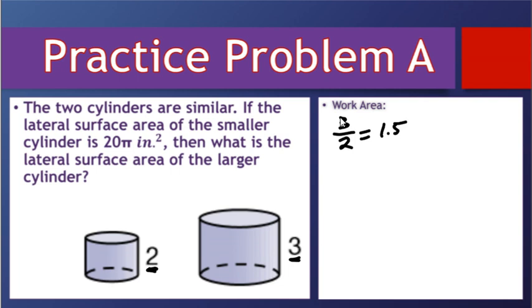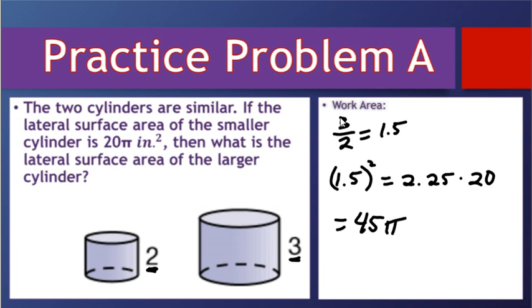Since we are comparing area, I would take my scale factor of 1.5 and square it. That would give me 2.25. Then I'm going to multiply that by the surface area of the smaller cylinder, 20 pi. So 2.25 times 20 gives us 45 pi square inches. And that would be the lateral surface area of the larger cylinder.